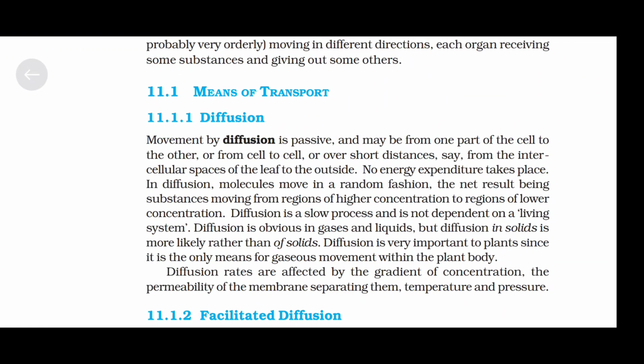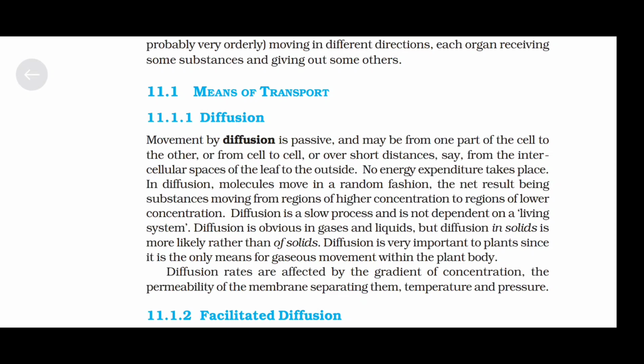Means of transport. Diffusion. Movement by diffusion is passive and may be from one part of the cell to the other, or from cell to cell, or over very short distances, say from the intercellular spaces of the leaf to the outside. No energy expenditure takes place. In diffusion, molecules move in a random fashion, the net result being substances moving from regions of higher concentration to a region of lower concentration. Diffusion is a slow process and is not dependent on a living system.